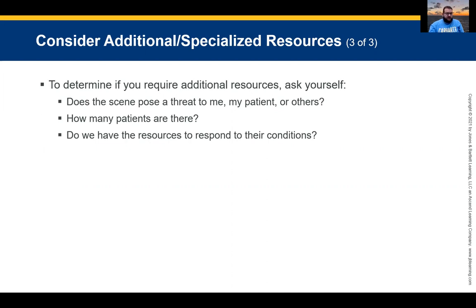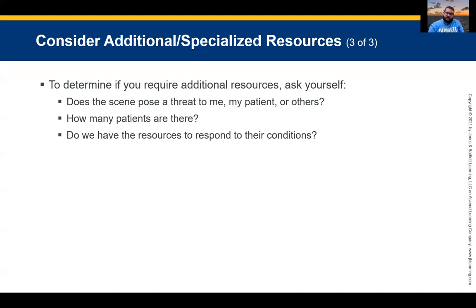Dispatch may tell you, at this time, we're unaware. How many patients are there? Why do you need to know that? It's just you and your partner. If there's 15 patients, you can't treat them. You need to start triage as the other ambulances are coming.